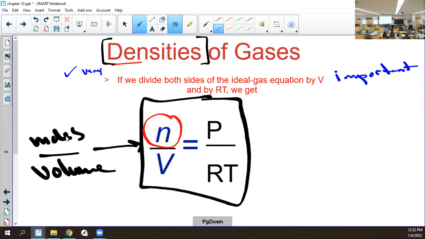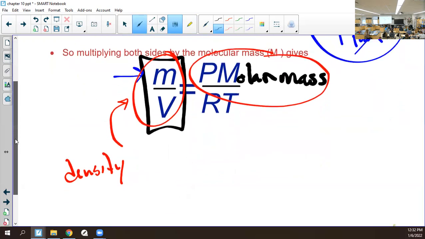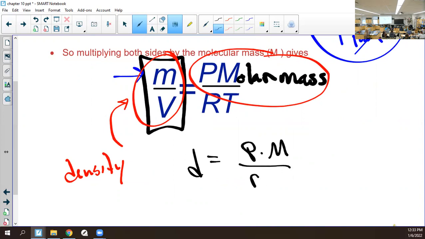All right. So we know that moles times molar mass equals mass. So multiplying both sides by the molar mass M gives this, where M over V is equal to P times the molar mass divided by RT. Or another way of saying that is density equals pressure times molar mass over R times T.